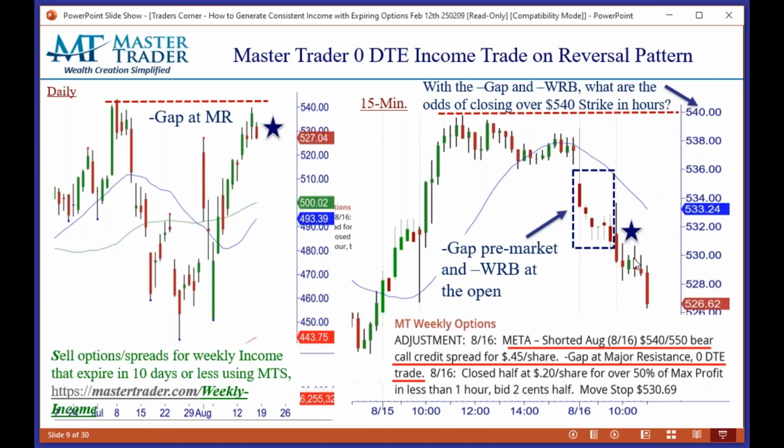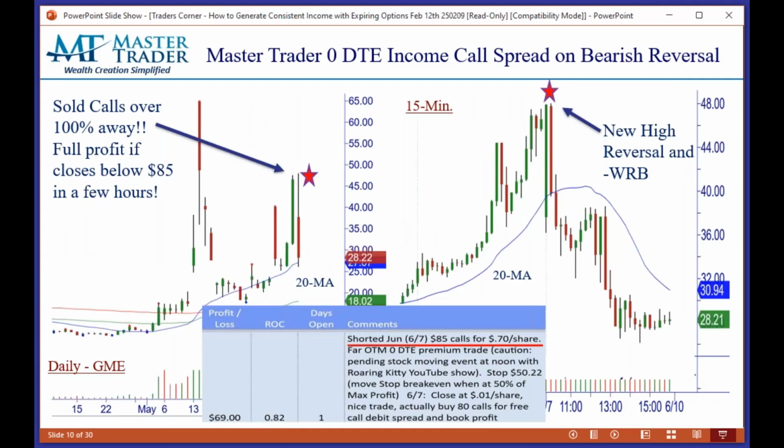We manage in between as it's falling down. We closed half at 20 cents for over 50% of max profit in 1 hour. Just put a bid out for 2 cents for the rest. I always close these just to have zero assignment risk. And I have hundreds of examples that I could show you, but I don't need to. We'll get through as many as we can here.